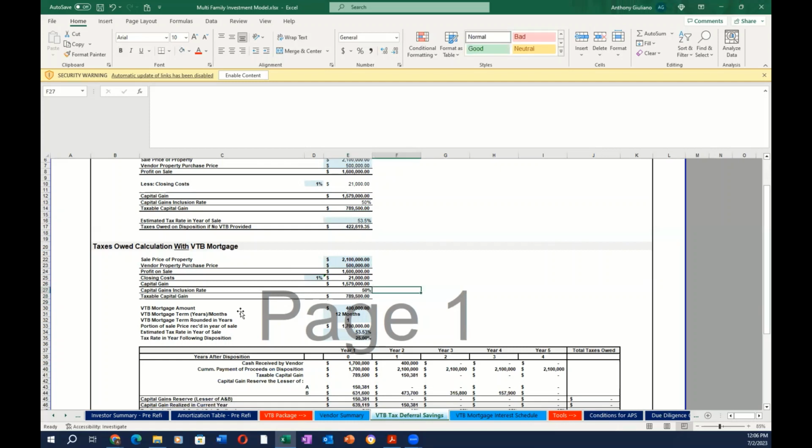$789,000, but in addition to that, there's a VTB mortgage amount of $400,000 that now I'm requesting that they give me for a 12-month term, which would ultimately result in a portion of the capital gain getting deferred to the next fiscal year. So ultimately, of the $1.2 million sale price, 1.7 will be received by the vendor in the year of the sale.